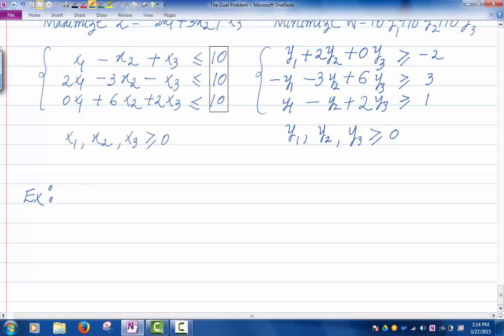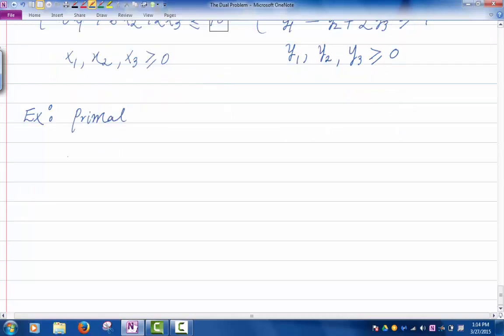So this is, let's say, the primal. The primal, you are asked to maximize z equals x1 plus 2x2, and then the constraints are negative 2x1 plus x2 less than or equal to negative 2.